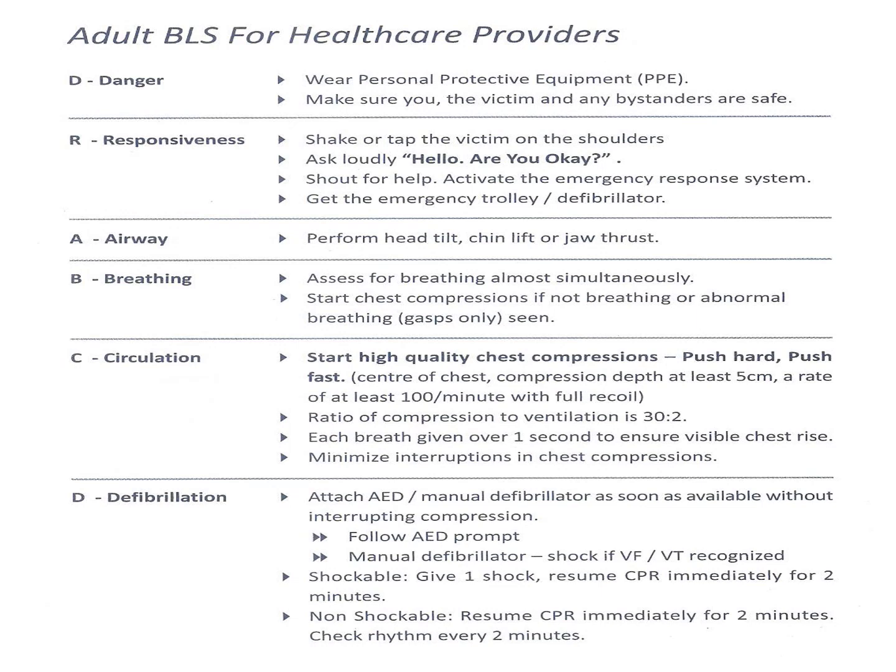Start high quality chest compression by pushing hard and pushing fast. Your hands should be in the center of the chest or lower part of the sternum, and push deep until at least 5 cm depth at a rate of 100 to 120 per minute, and allow the chest to fully recoil after each compression. The ratio of compressions to ventilation is 30:2. Each breath is given over 1 second to ensure visible chest rise. Minimize interruptions in chest compressions.